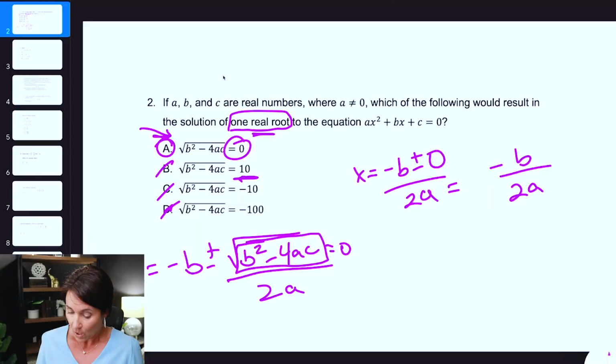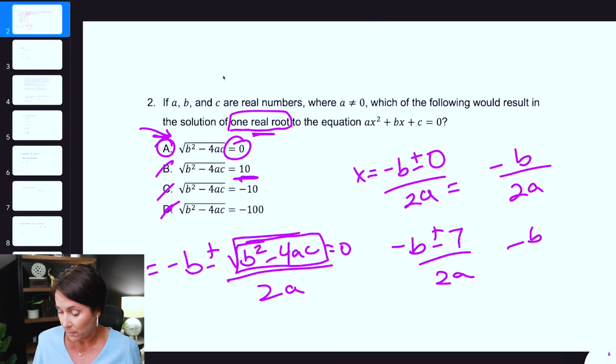Now, if it's any other positive number, you're going to have two real roots, because when you do negative b plus or minus 7 over 2a, or negative b plus or minus 2 over 2a, whatever this number is, whether it's a 10 or a 2 or a 7 or an 8, you're going to have two real roots or two solutions to that particular thing because of the plus or minus there.